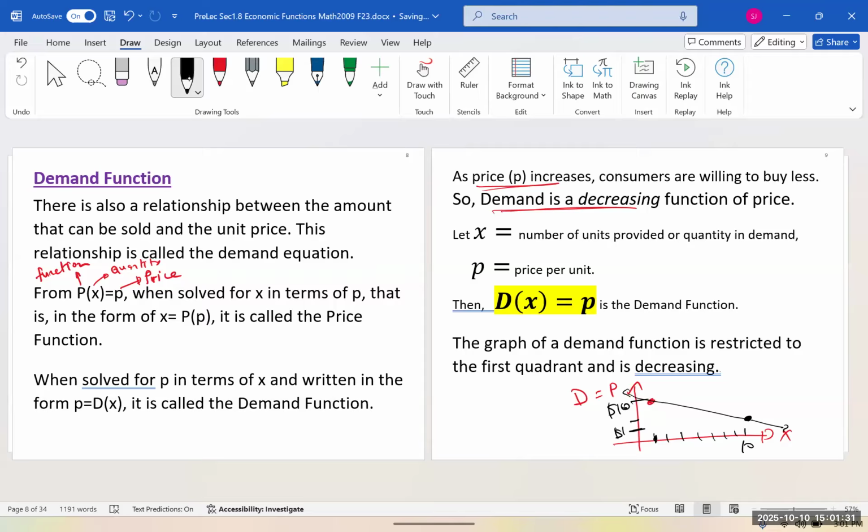The higher the price, the lower the demand. The lower the price, the higher the demand. So demand and price have a negative relationship. On the other hand, supply and price have a positive relationship.